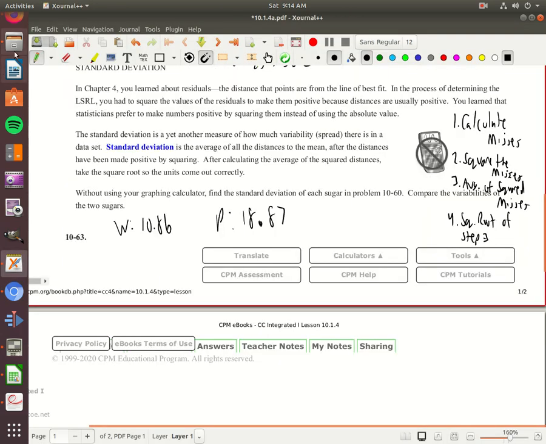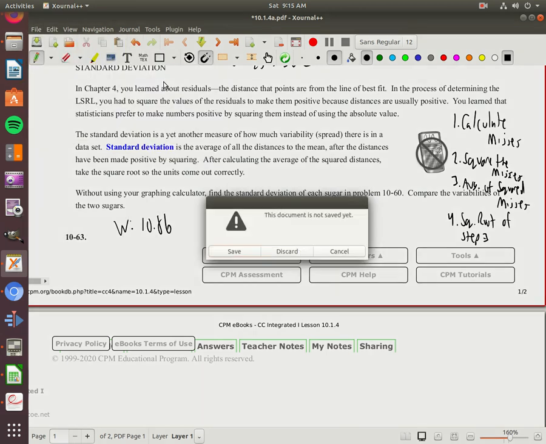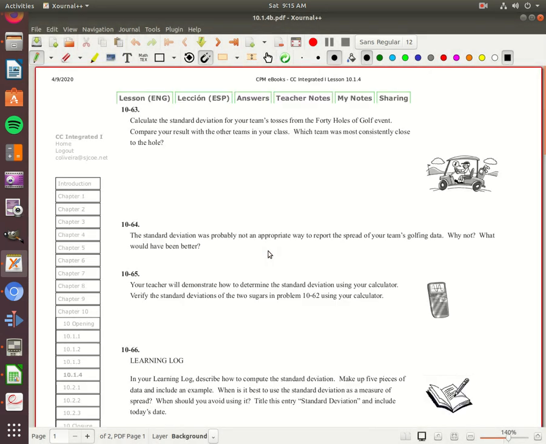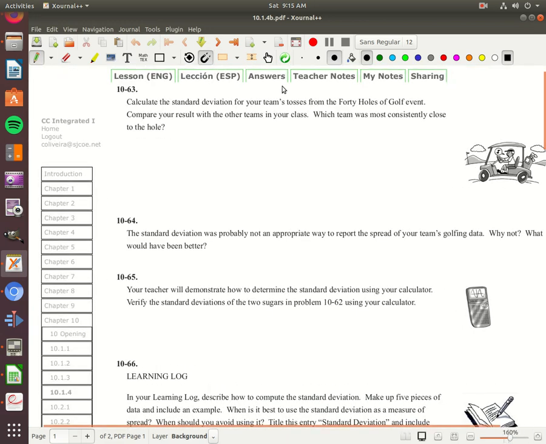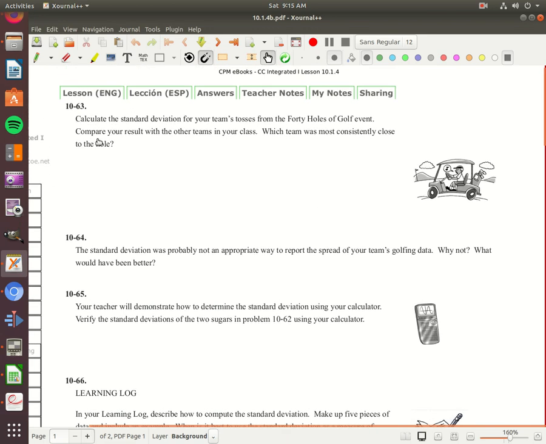Alrighty, so back to, we will see if I can open up this one. It worked. It's so weird how sometimes it works and sometimes it doesn't.